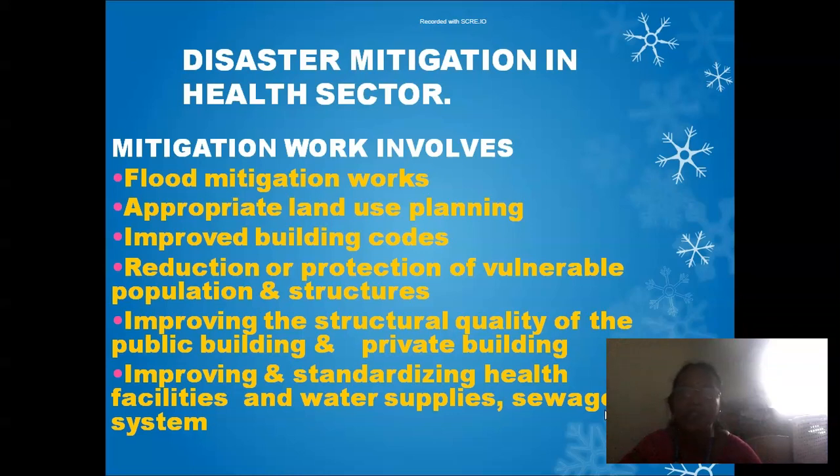Disaster mitigation in the health sector. Mitigation work involves flood mitigation, land use planning, building codes, reduction or protection of vulnerable population and structures, improving the structural quality of public and private buildings, and improving and standardizing the health facilities, food supplies, water supplies, sewage system, basic sanitary system. Everything we have to concentrate on and carry out the mitigation process.